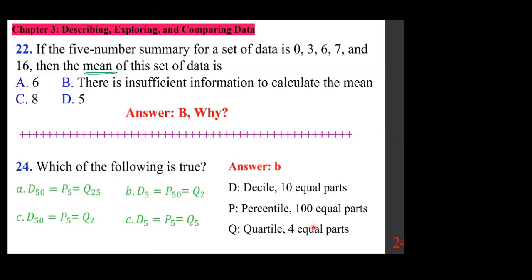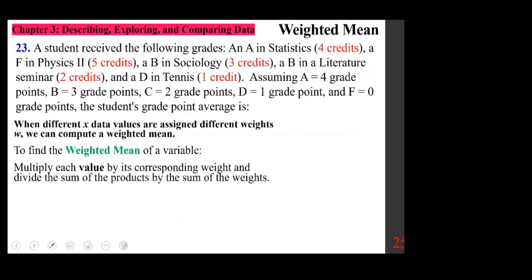We are interested in weighted average, weighted mean. So we have a student with different courses, and the courses are given different credits, stats 4 units or 4 credits, physics 5, sociology is 3, literature is 2, and tennis is 1. The way the GPA is calculated is using the weighted average or weighted mean. If you receive an A, you got 4.0, B 3.0, and so on and so forth. So C is worth 2 points, and D is 1, and F is worth nothing. So the reason we use this, here's the formula that we use for the weighted average.